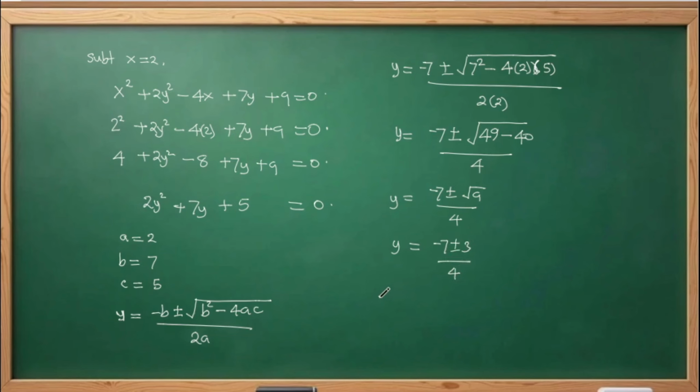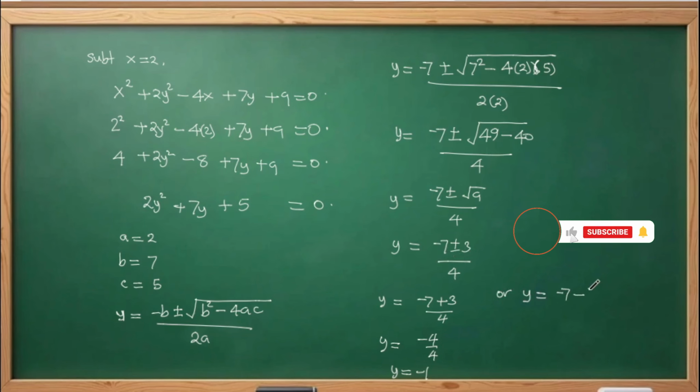So as we simplify this, we'll have negative 7 plus or minus 3 over 4. So either y is given by the upper sign, negative 7 plus 3 divided by 4, which simplifies to negative 4 by 4, and y is negative 1. Or you take the lower sign, so y is given by negative 7 minus 3 over 4, and this one sums to negative 10 by 4. We can divide the denominator and numerator by 2, so we obtain negative 5 over 2.